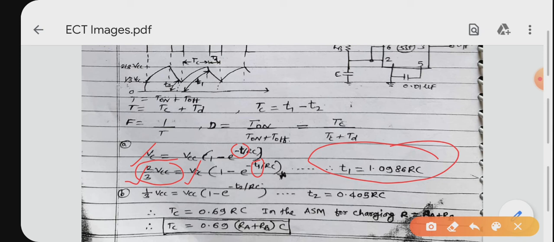Similarly, you will calculate T2. T2 is the time required by the capacitor to charge from 0 to 1/3 VCC, so now the capacitor voltage is 1/3 VCC. By solving this you will get the T2 value, and Tc is equal to T1 minus T2. By substituting these you will get Tc equal to 0.69 RC.